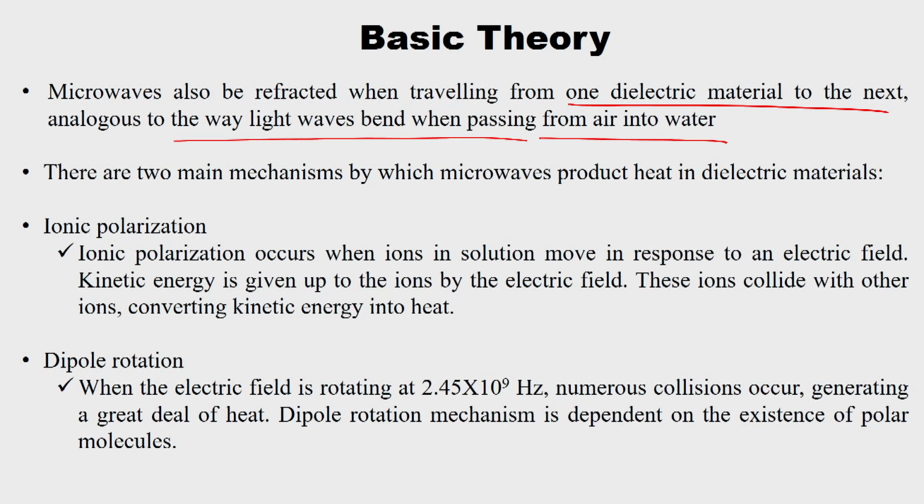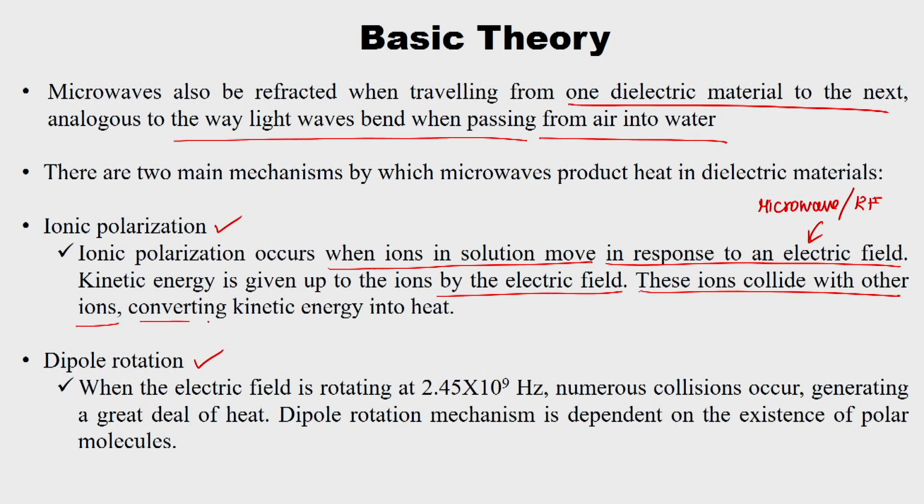And there are two mechanisms by which microwaves produce heat in dielectric materials. One is ionic polarization, another one is dipole rotation, right. The ionic polarization occurs when ions in the solution move in response to an electric field. This is applicable for both microwave as well as radio frequency, right. The kinetic energy is given up to the ions by the electric field to move. These ions collide with each other, converting kinetic energy into heat. This is what I just explained.